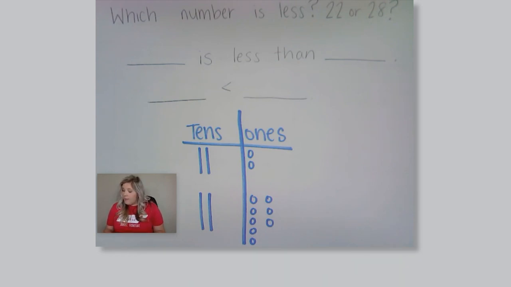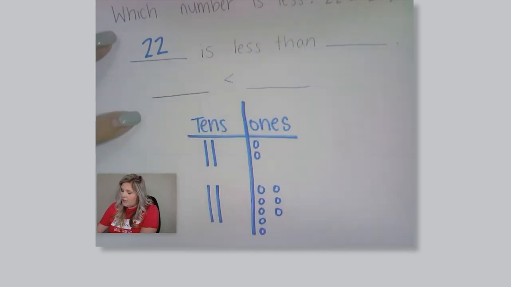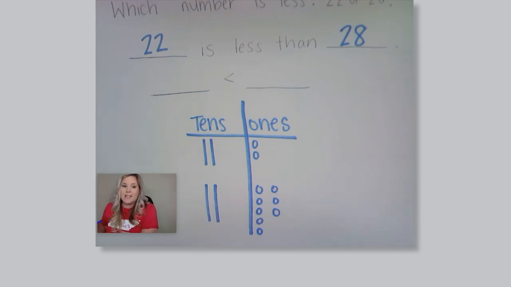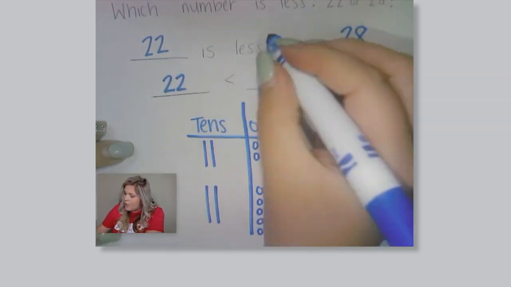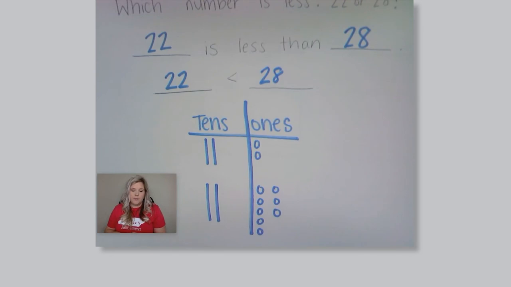I have shown the number 22 is less than 28, and now I'm going to fill in my number sentence. 22 is less than 28. And when I look at my second number sentence, I see a symbol. And this symbol represents less than. So 22 is less than 28 because 22 has less ones than 28 does. Wonderful. We have now compared two two-digit numbers with base 10 blocks with our quick draw to find which one is less.